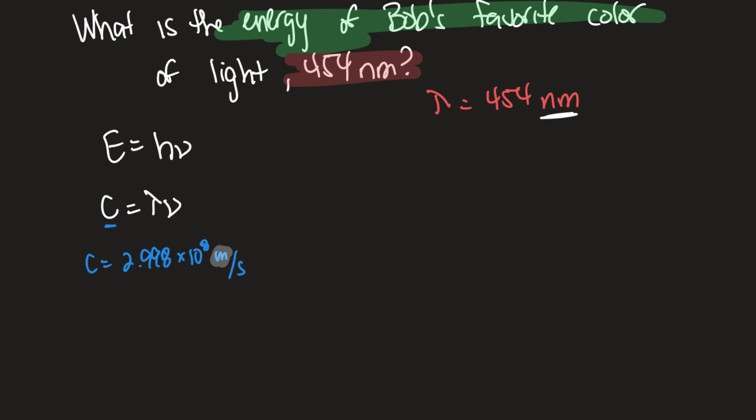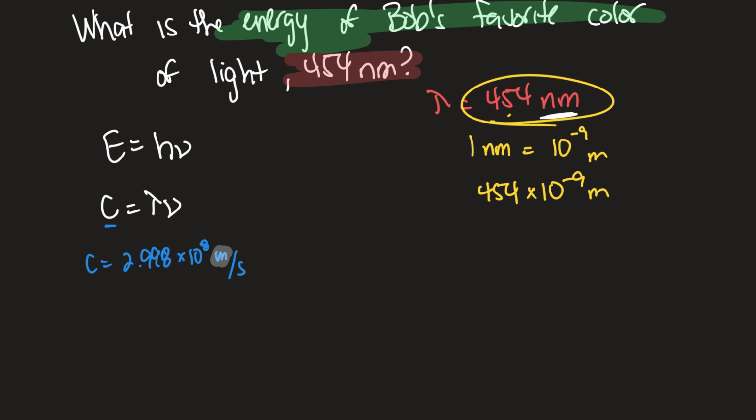Let's go ahead and do that. Remember I told you in the last video that 1 nanometer is equal to 10 to the negative ninth meters. That's the conversion. If you convert this straight to meters, it would simply be 454 times 10 to the negative 9 meters. So that's our wavelength.